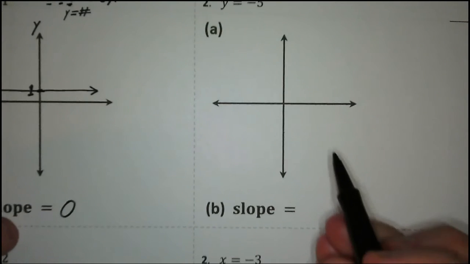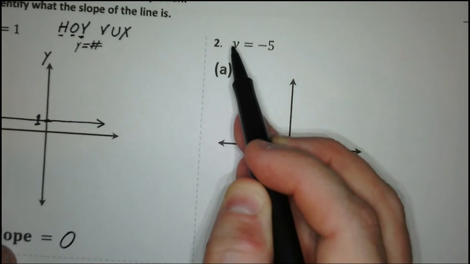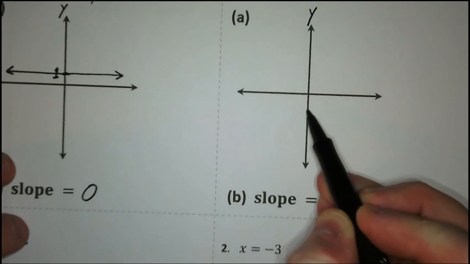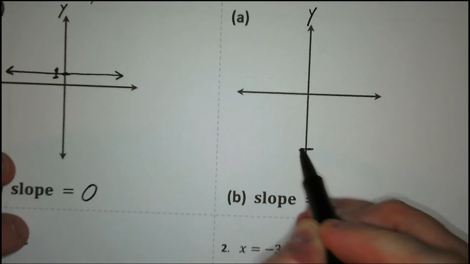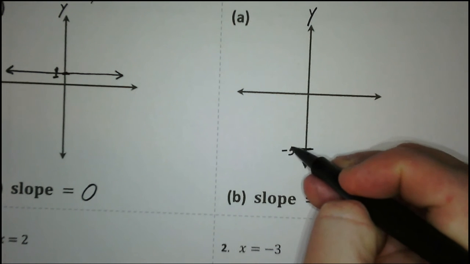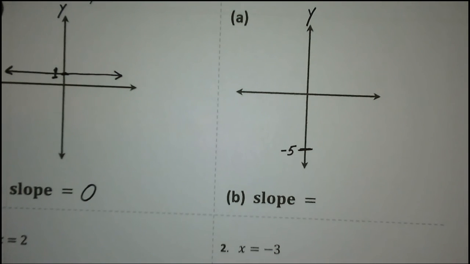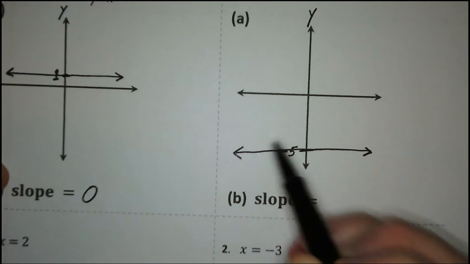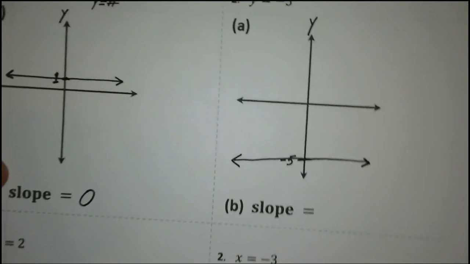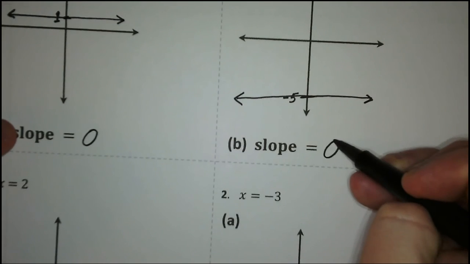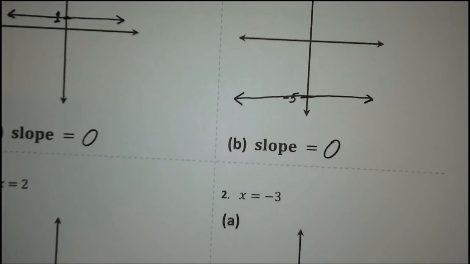So what we do is we go to -5 on the y-axis, wherever. No need to be super perfect here. So there's -5, I guess. It doesn't matter. Just kind of label it. And that's where you're going to draw your horizontal line. That's horizontal. And then your slope, considering that it's horizontal, will always be 0.